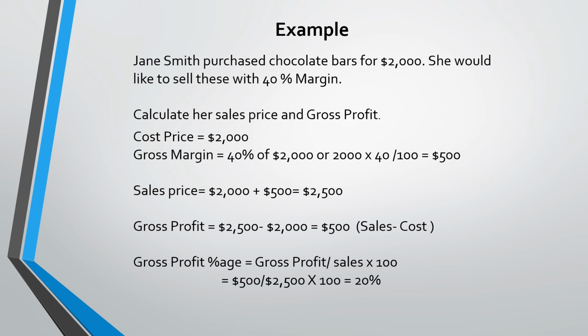Now the gross profit is the difference between the sales price and cost price. It's again $800. If you remember from the first slide, the amount of gross profit and gross margin could be the same, which is the case here. Now when you calculate the gross profit percentage, because it's based on the sales, it's going to be different. So gross profit over sales times 100 is 28.57%, compared to the 40% gross margin we started with.